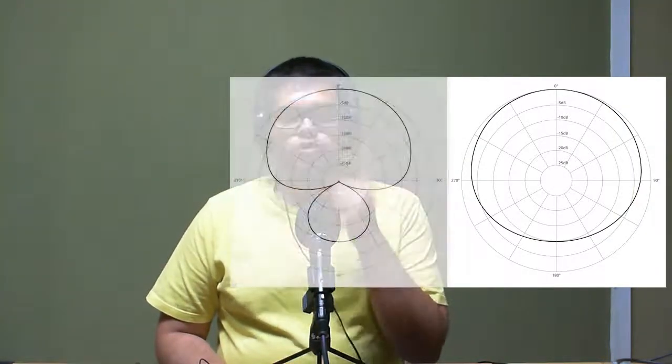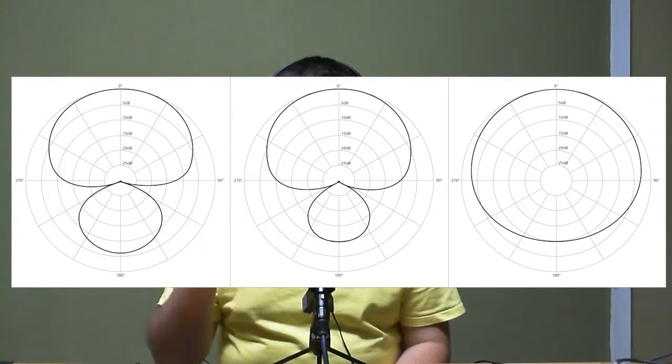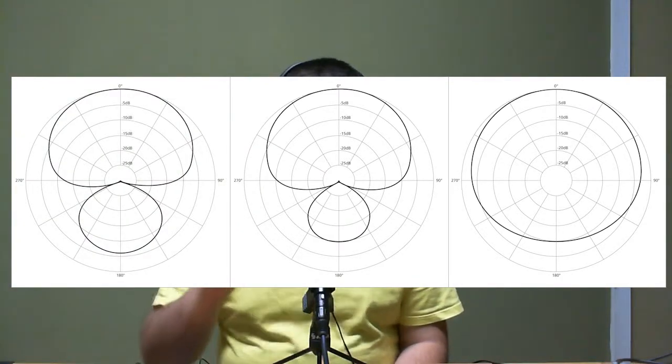There are a lot of polar patterns and variations of them. For instance, we have the cardioid one, that's the one I showed you. We also have the subcardioid, the supercardioid, and the hypercardioid, and those are the variations.